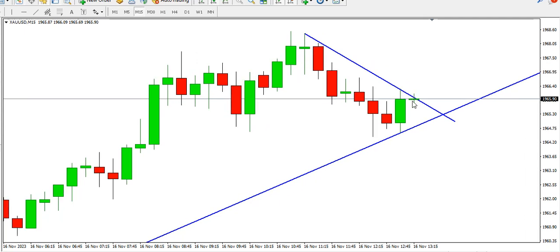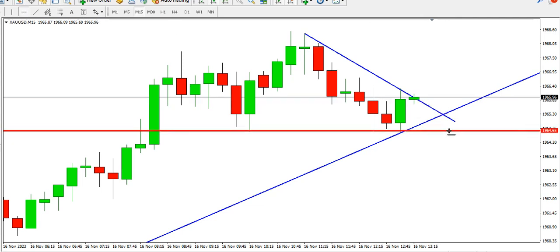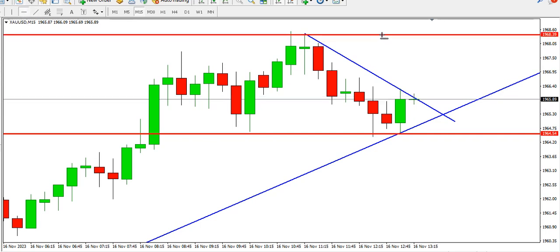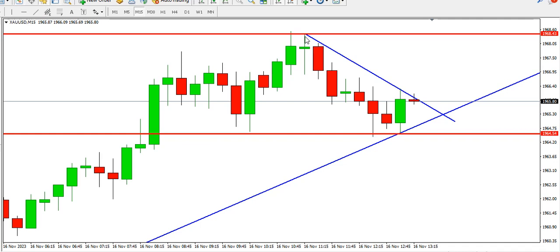So if the resistance trend line is broken, that means you might take a buy, might place a buy trade. Where can you possibly place your stop loss? Your stop loss might be below the low of this bullish engulfing candlestick. Your take profit might be to this particular candle wick. Okay, the top of this candle wick might be your take profit.